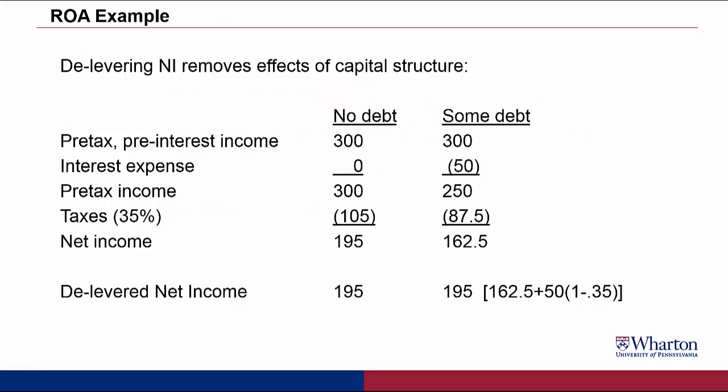Let me show you a quick example. We have two companies, one that has no debt, one that has some debt. They have identical pre-tax, pre-interest income of $300. The company with some debt has interest expense, whereas the no debt company doesn't, which means the some debt company has lower pre-tax income. We multiply by the tax rate, and we see that the some debt company has lower net income than the no debt company. But then if we add back after-tax interest expense, which would be 50 times 1 minus the tax rate of 35%, voila, we get identical delevered net income between the two companies. So delevered net income is not affected by borrowing decisions.